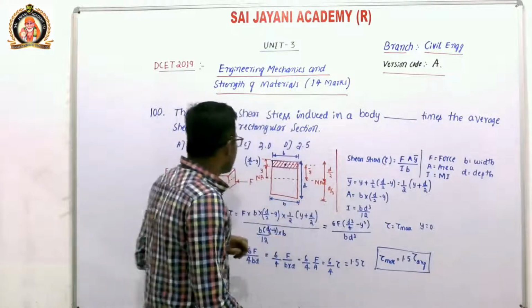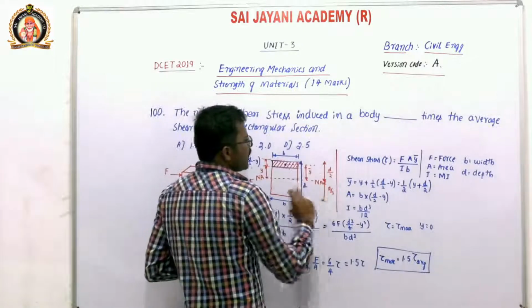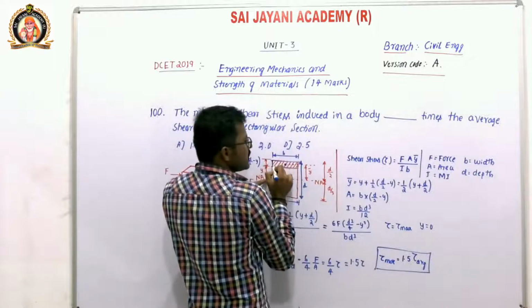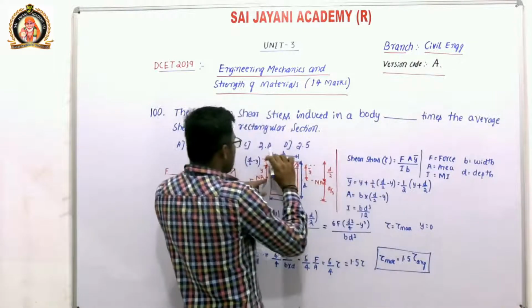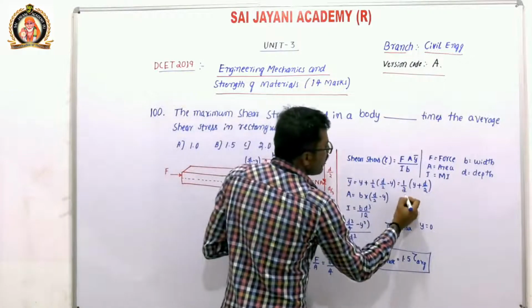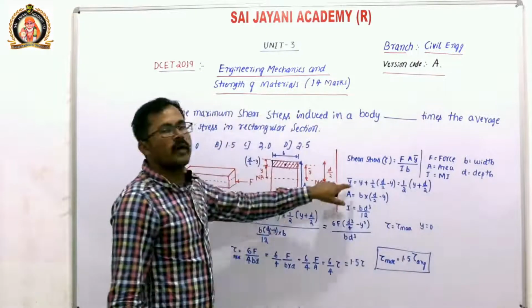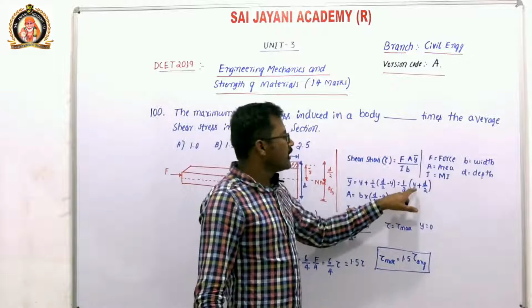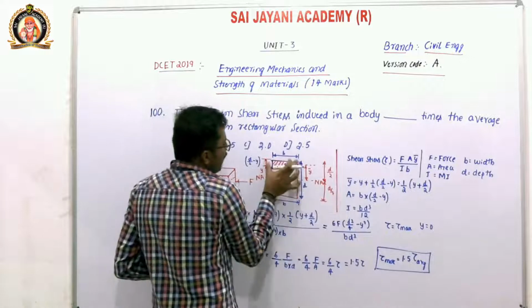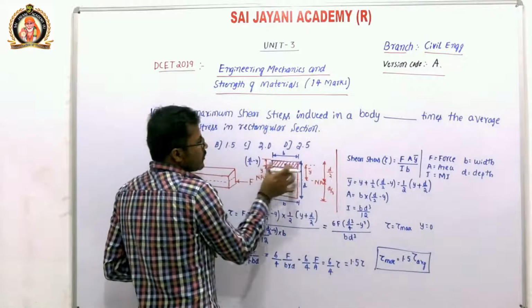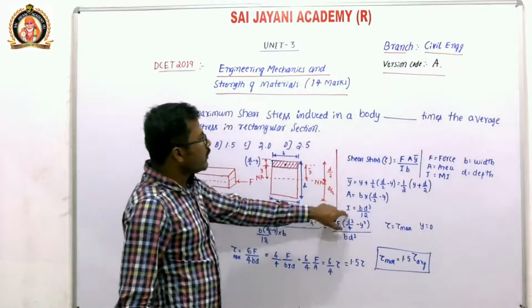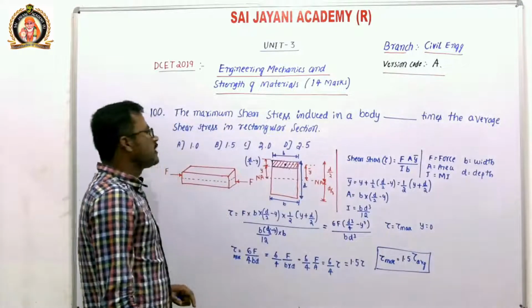So Y bar is given by y plus half of this small element depth, which is d by 2 minus y. On solving we will get 1 by 2 of y plus d by 2. The y bar value is 1 by 2 inside the bracket y plus d by 2. So what is the area of the small component? B into d by 2 minus y. So that is the area of the small element. So we know that the moment of inertia is given by BD cube by 12 for a rectangular section.